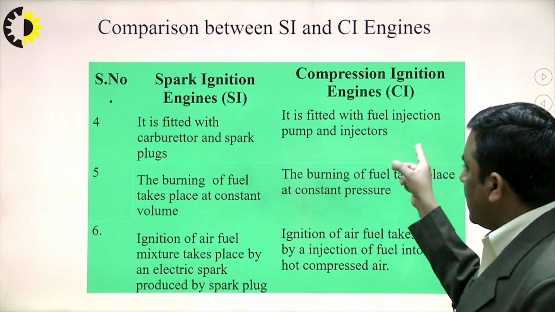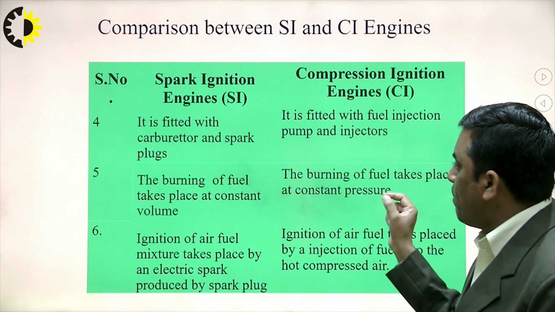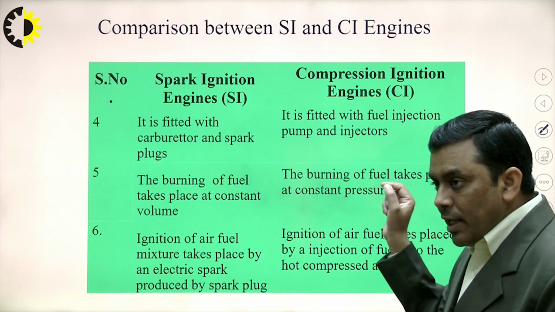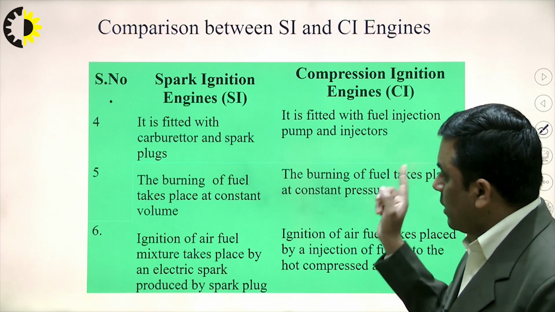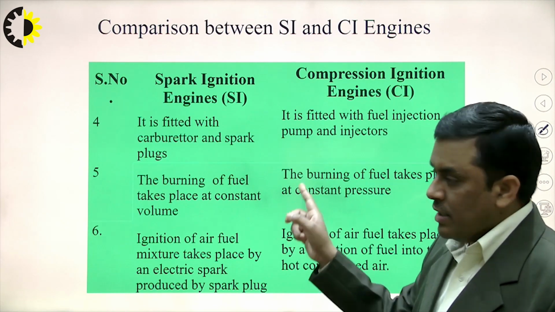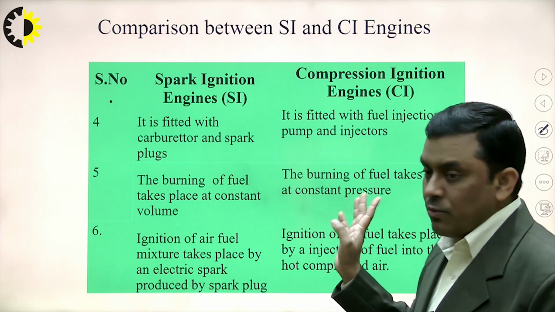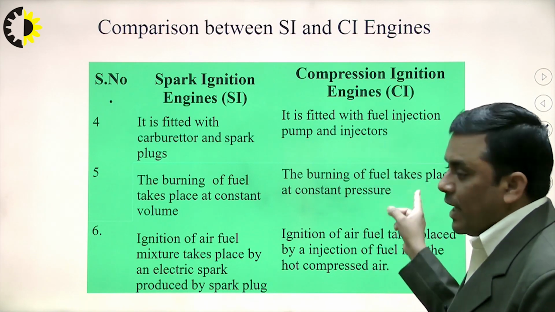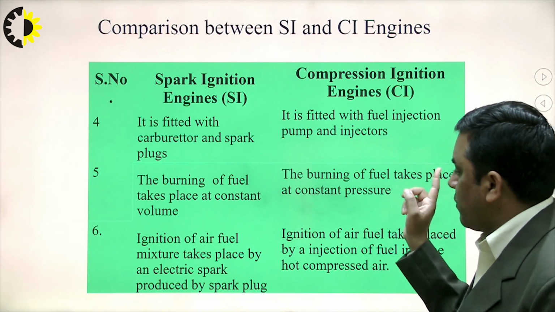Whereas, in case of diesel engine or CI engine, it is fitted with fuel injection pump and injectors, and for the combustion or the ignition of fuel, the ignition temperature or the compression of the air is sufficient enough to burn the diesel. The burning of fuel takes place at constant volume. In my last video I told that the heat addition in Otto cycle takes place at constant volume. Okay. So, this is the concept behind the Otto cycle, but whereas in the case of CI engine or diesel engine, the burning or the heat addition takes place at constant pressure.